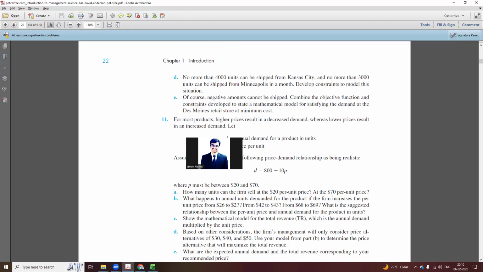Then we have part E, where of course a negative amount cannot be shipped. Combine the objective function and constraints developed to state a mathematical model to satisfy the demand at the Des Moines retail store at the minimum cost. So we need to satisfy the demand at the minimum cost.